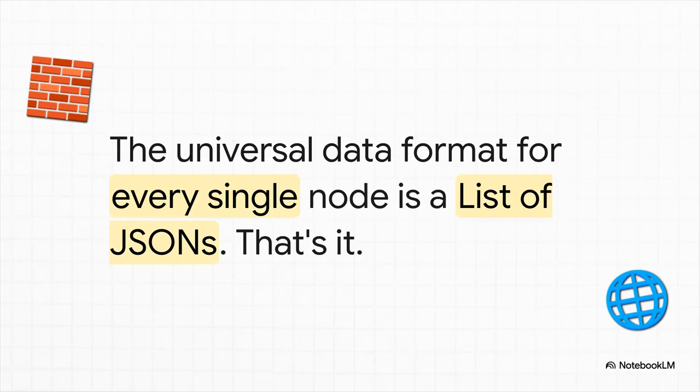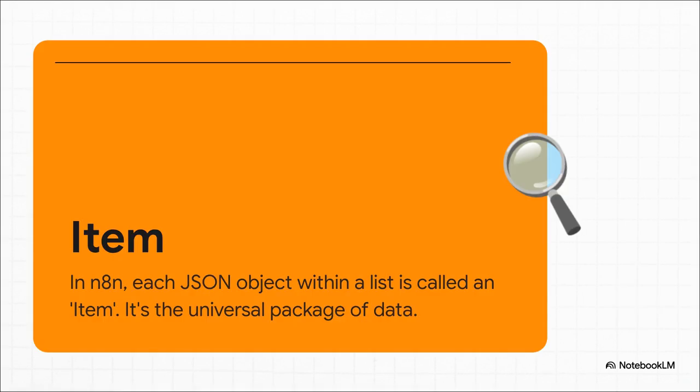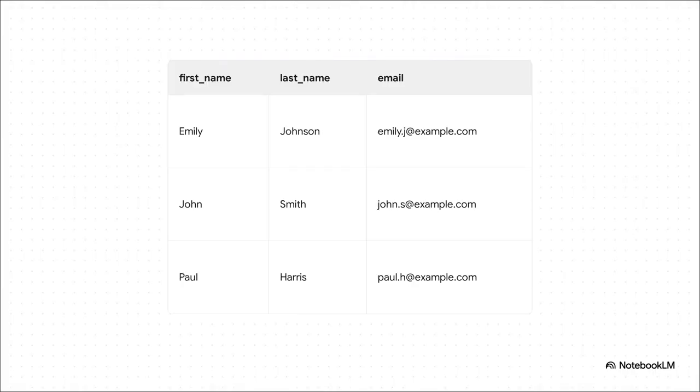See, n8n takes those two concepts we just learned and smashes them together. The universal data format for every single node, for pretty much everything you do, is a list of JSONs. That's it. That's the foundation for everything else. And n8n has a special name for each of those JSON objects inside the list. It calls them items. An item is the single universal package of data that your workflow is going to operate on. If you remember one word from today, make it item. It's that important.